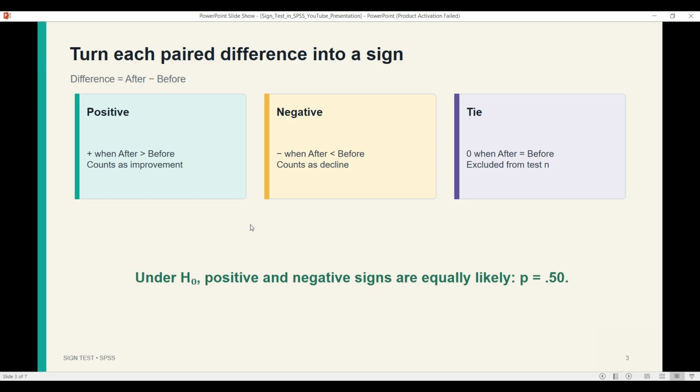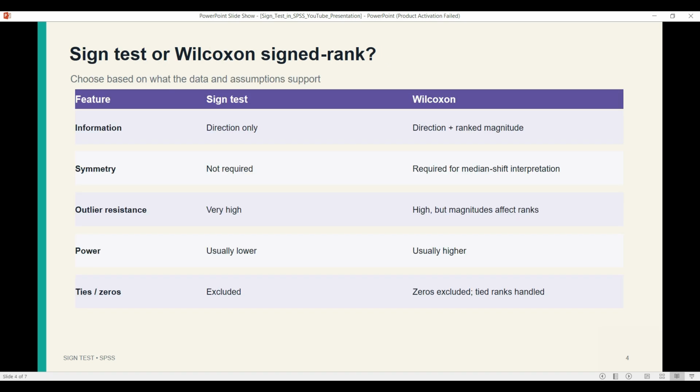In this way, we test the null hypothesis of whether positive and negative signs are equally likely or not. We will see whether we should reject the null hypothesis after performing the analysis in SPSS.